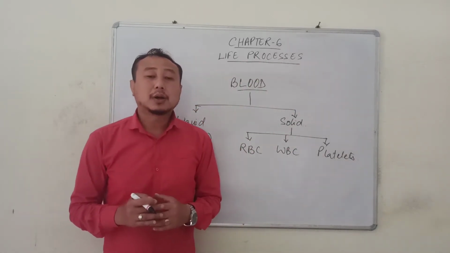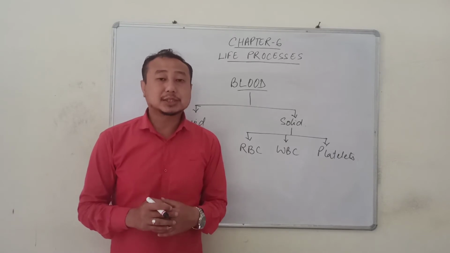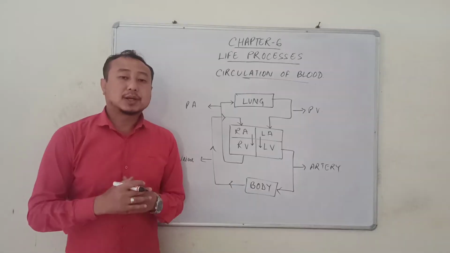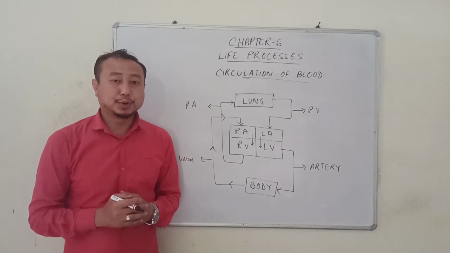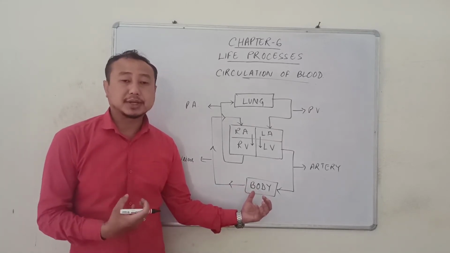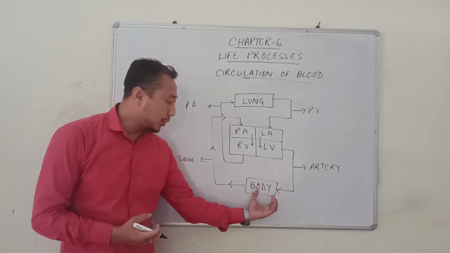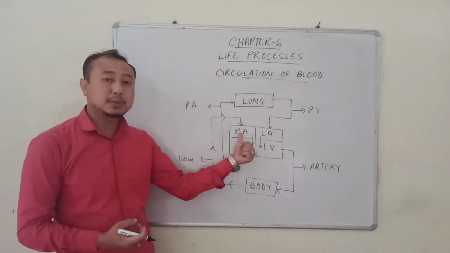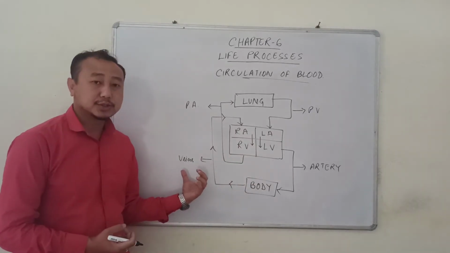Now let us see how the process of circulation of the blood takes place inside the human body. Now let us see how the blood is circulated inside our body. The deoxygenated blood, that is, the blood containing carbon dioxide from different parts of the body, is brought to the right atrium chamber of the heart by the help of the veins.